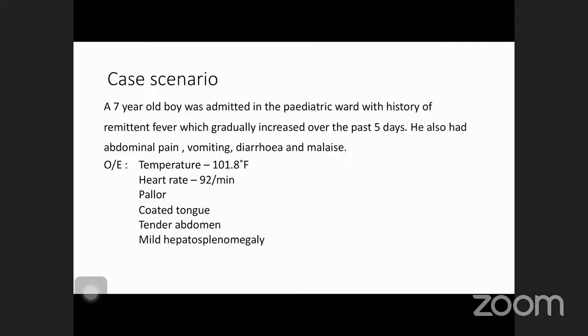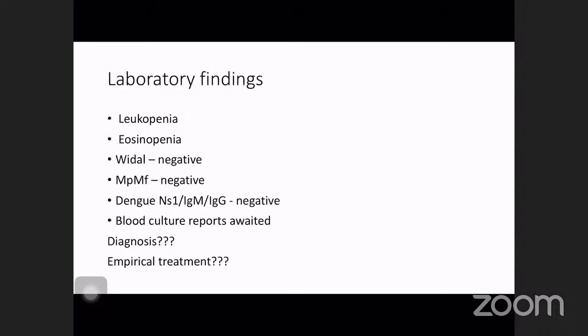We start with the case scenario. A 7-year-old boy was admitted to the pediatric ward with a history of remittent fever, which gradually increased over the past 5 days, and he also had abdominal pain, vomiting, diarrhea, and malaise. On examination, the temperature was 101.8 degrees Fahrenheit, and the heart rate was 92 per minute. There was pallor, the tongue was coated, the abdomen was tender on palpation, and there was mild hepatosplenomegaly. On laboratory findings, we have leukopenia and eosinopenia. The WIDAL test was negative, MPMF was negative, and the dengue NS1, IgM and IgG were also negative. Blood culture was sent, and the reports are awaited.